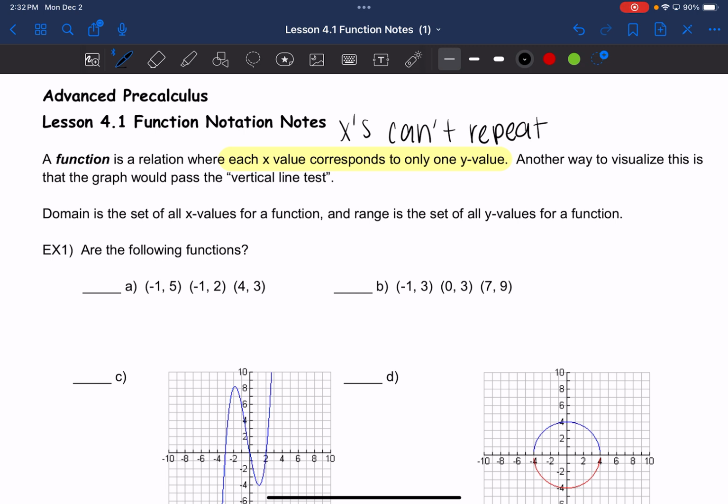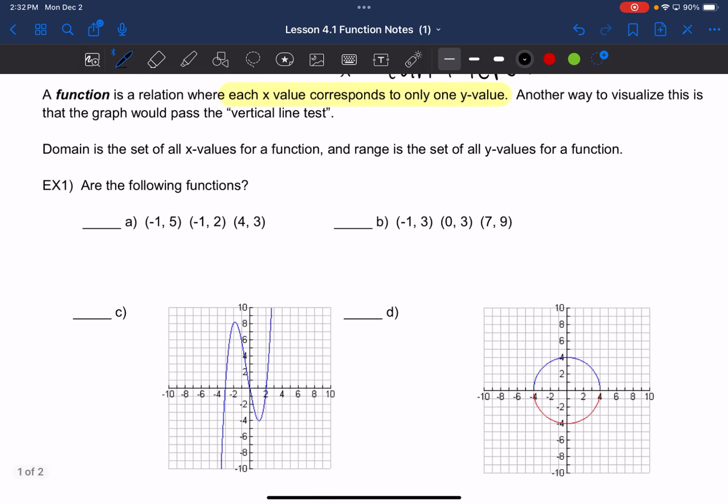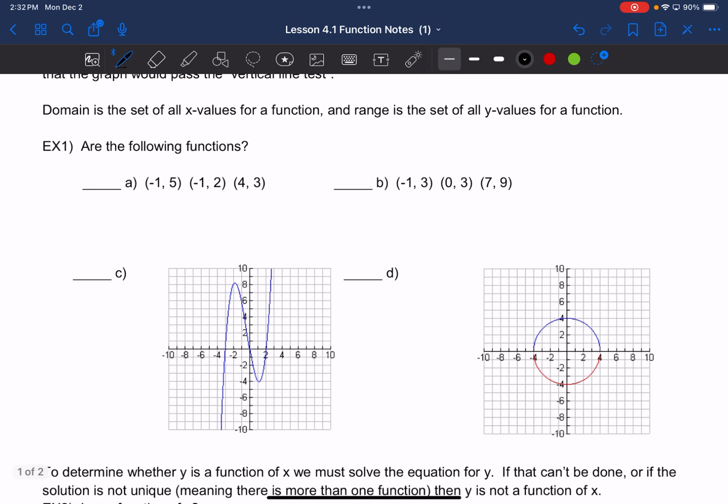But it also says another way you can visualize this is if you are given the picture like they give you on C and D. It says you just need to think about would it pass the vertical line test. All right, so let's take a look at these.